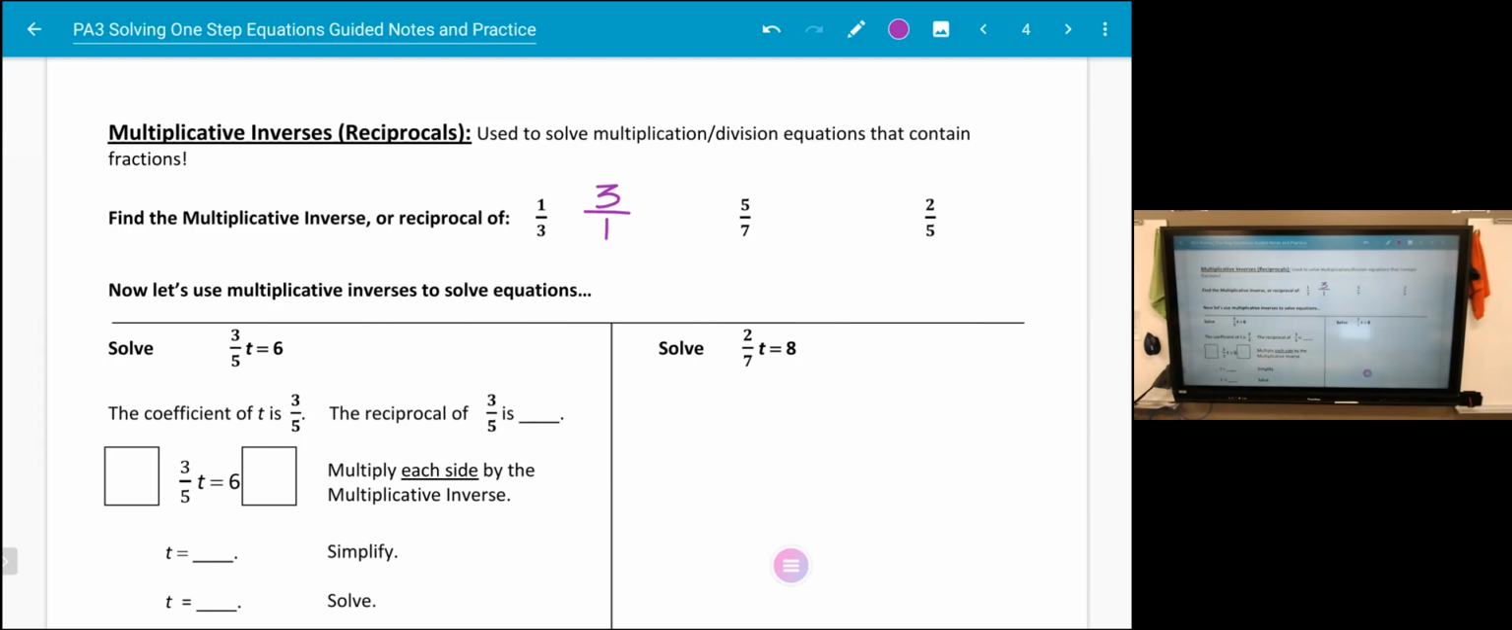5, 4, 3, 2, 1. Okay, that was a long 5 seconds, I know. But let's flip them, okay? 5/7, if we flip to do the reciprocal, we get 7/5. 2/5, you flip and you get 5/2. Mr. Brayman, we know this. That's okay. We're going to use these to solve our one-step equations, and then eventually our two-step equations, and eventually our multiple-step equations.